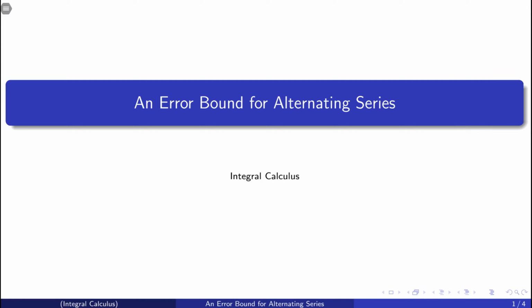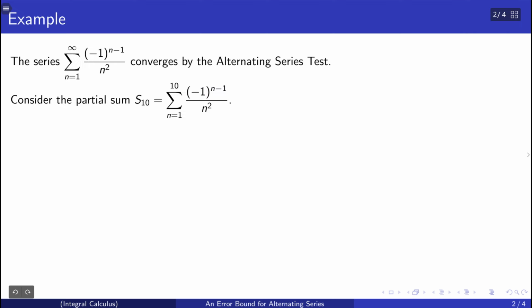Okay, so in this video, we're going to talk about an error bound for alternating series. What we mean by error bound here is, if you have an alternating series that you know converges, so it sums up to some finite value as n goes to infinity, and you want to approximate this sum by just cutting off your series at some value of n, let's say the 10th partial sum, for instance.